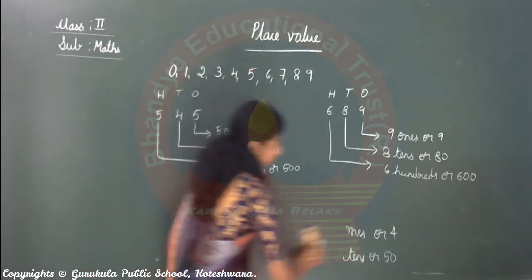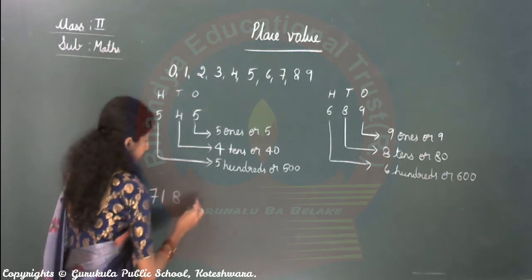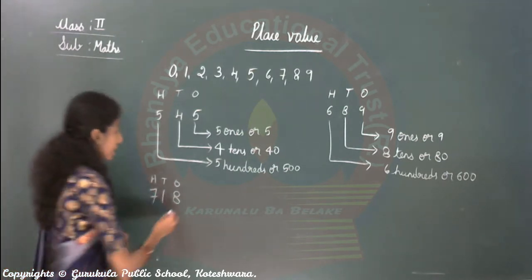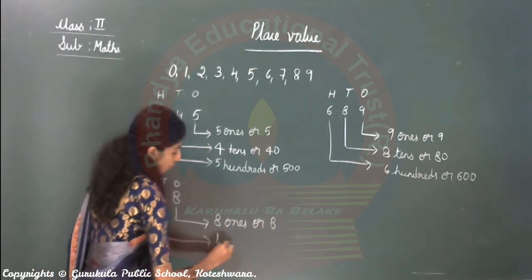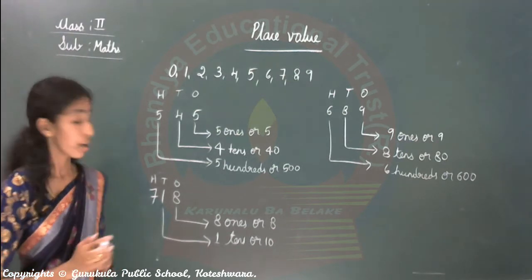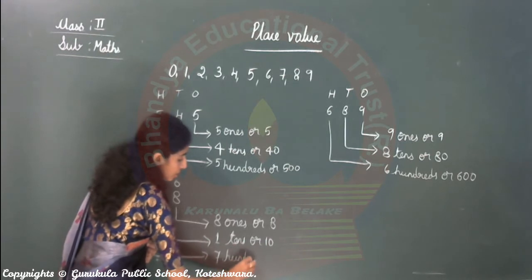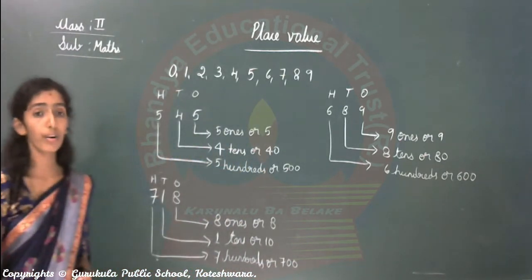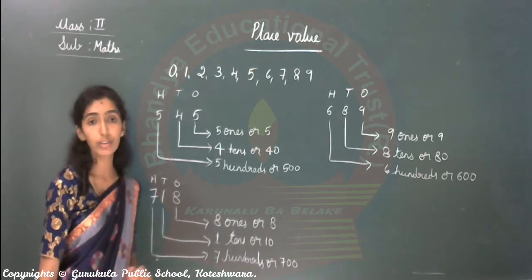See, take it here. What is the place value of 8? 8 ones or 8. What is the place value of 1? 1 tens or 10. 8 ones or 8, 1 tens or 10, then 700 or 700. Understood, children?